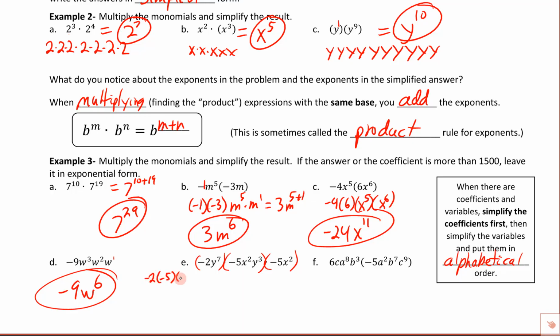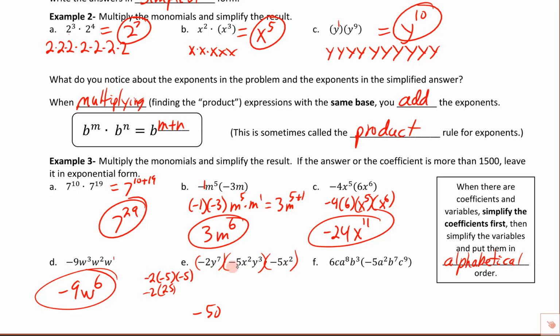-2 times -5 times -5. The numbers, when we multiply those together, first of all, 3 negatives would make a negative, but let's just go ahead and check. Negative times negative is a +25, times -2 is -50. Okay, so we've got a -50 right there. That takes care of the coefficient. Now let's see what we've got here.